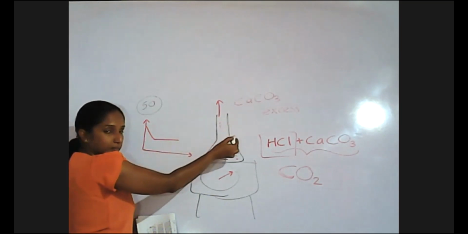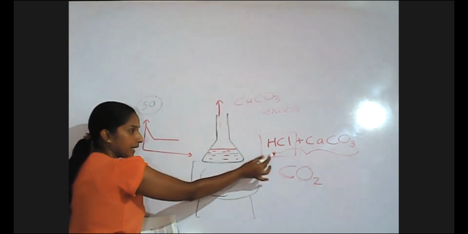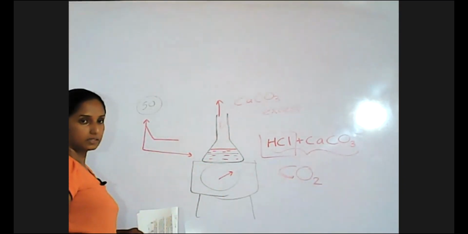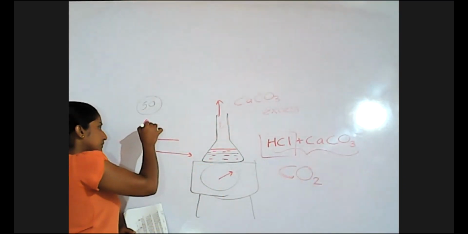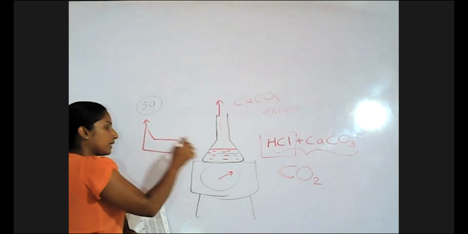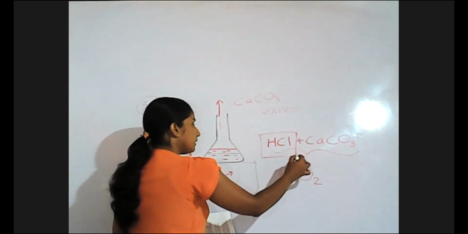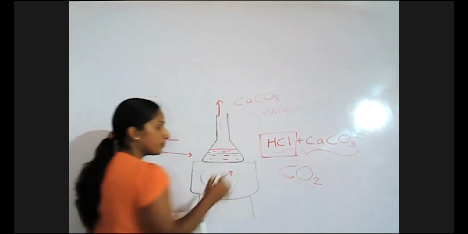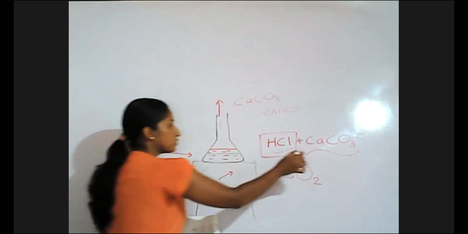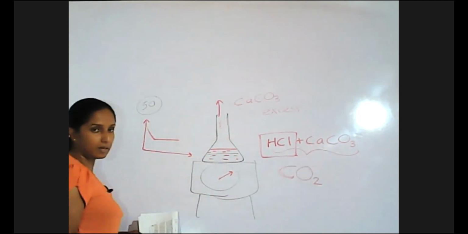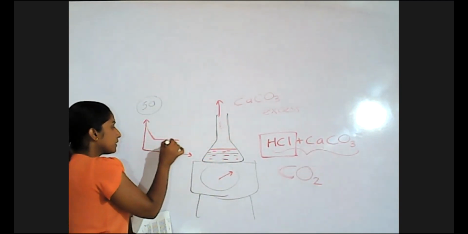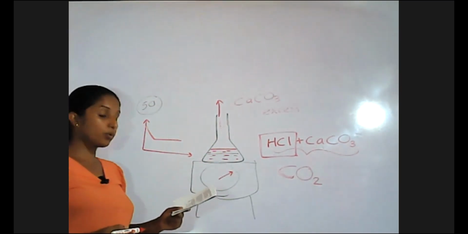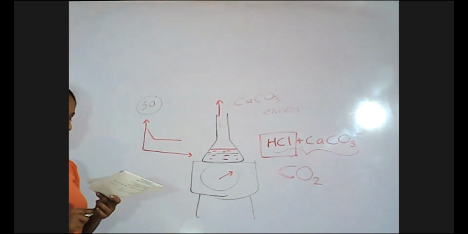After adding calcium carbonate, the reaction starts and it liberates carbon dioxide gas, so the balance reading decreases. After using the whole amount of HCl, only the excess calcium carbonate remains, then the balance reading remains constant. So what is the answer, Pute? Fourth one, right?